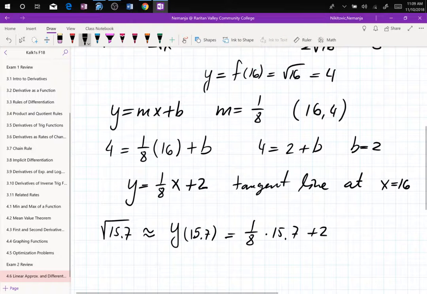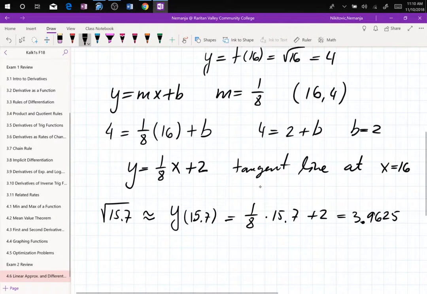Now I'm going to cheat and use the calculator to compute this, but it can be done easily on paper. It's just we're like lazy right now. So we have 15.7 divided by 8 plus 2 for a total of 3.9625. So our linear approximation says that the square root of 15.7 is approximately 3.9625.